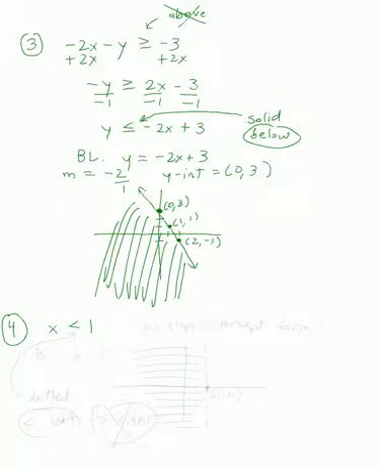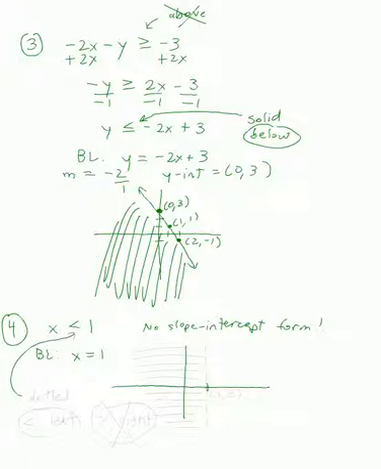X is less than 1. Now, we cannot put this in slope-intercept form since the y is missing. So there is no slope-intercept form. That's okay because we can still do the problem. What's the boundary line going to be? The boundary line is still x equals 1. We need to remember how to graph x equals 1. X equals 1 is actually a vertical line. Here's x equals 1, and we're going to make it dotted because of this.